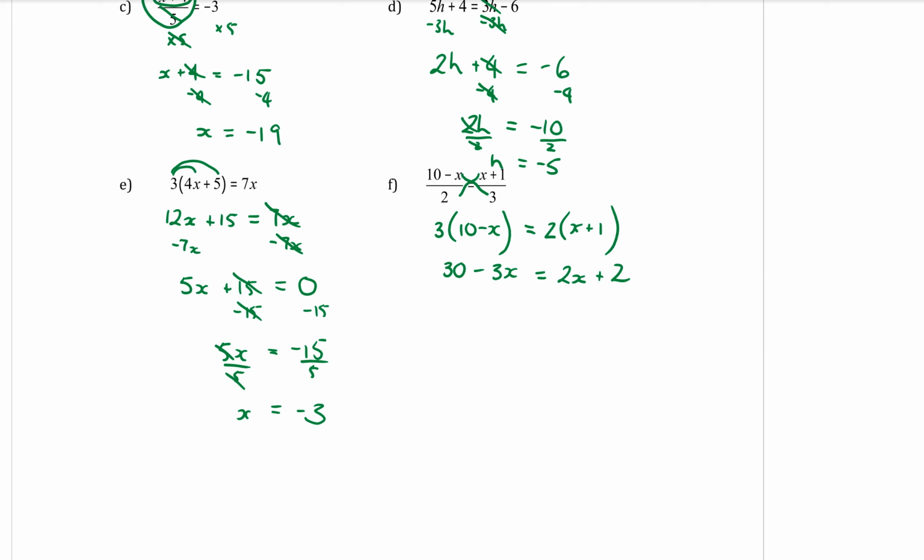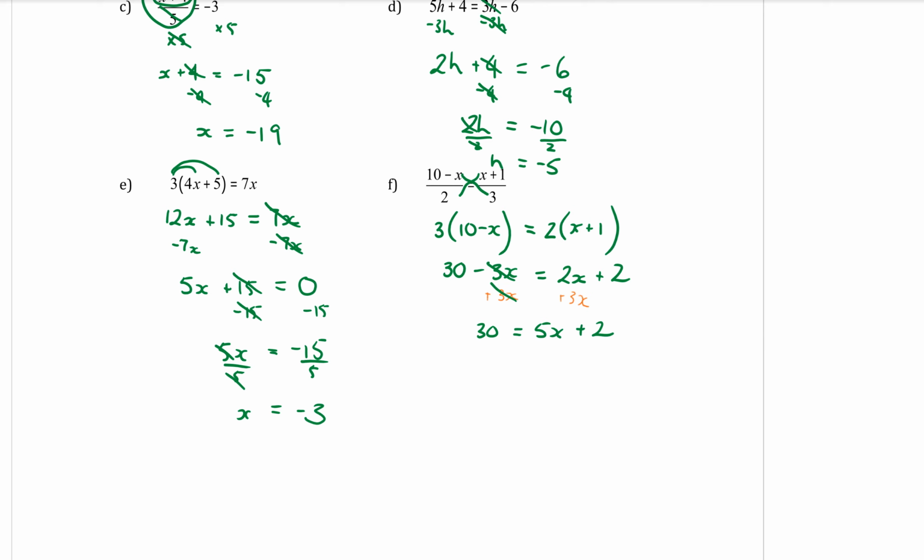Pronumerals on both sides. The smaller one is the negative 3x. Negative numbers are always smaller than positive ones. The opposite of a negative 3x is to plus 3x to both sides. That will cancel out. And I have 30 equals 2 plus 3 makes 5x plus 2.